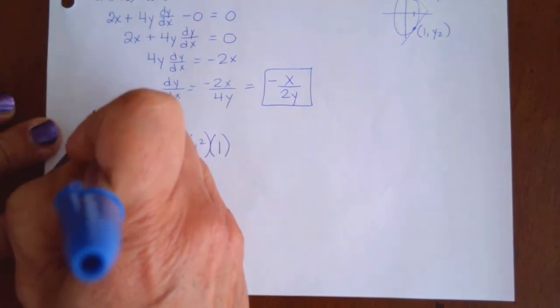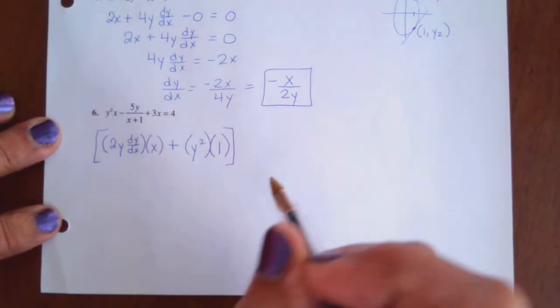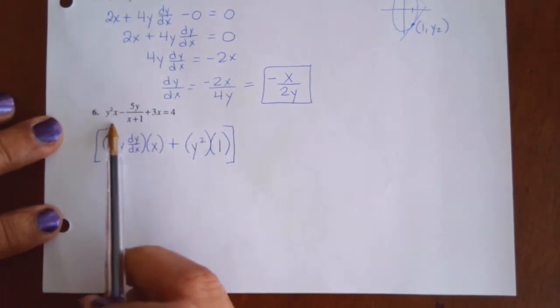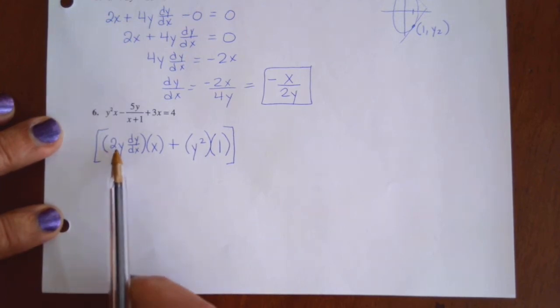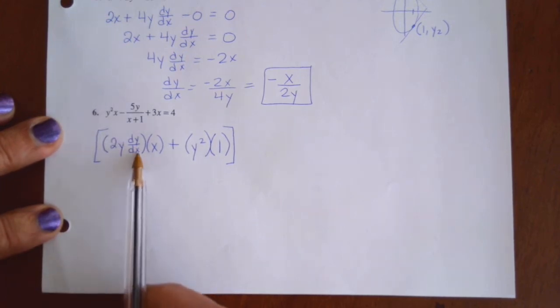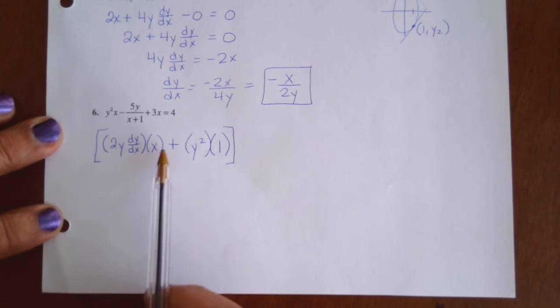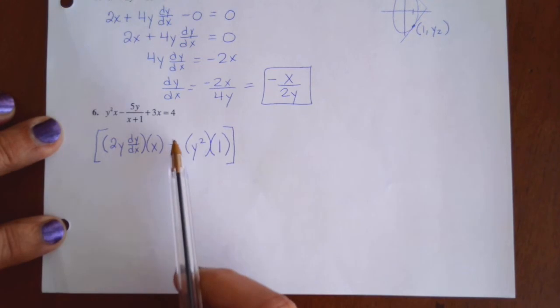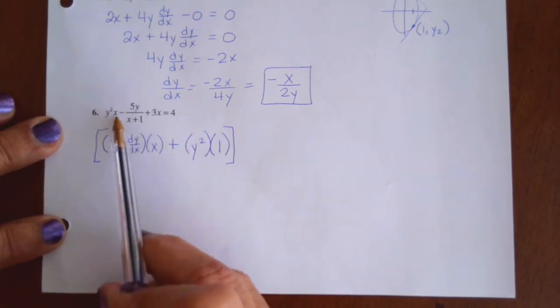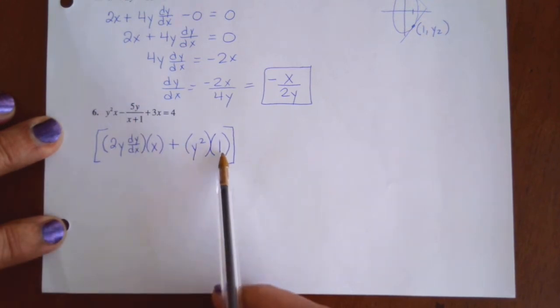Okay, so I'm going to put this in brackets just so you can see it, and I'm going to go through those steps again for you. So this is the product rule right here. So we started with the derivative of y squared, which was 2y dy dx, times the second term of x. Plus, then we do the first term, y squared, times the derivative of the second, which was 1.